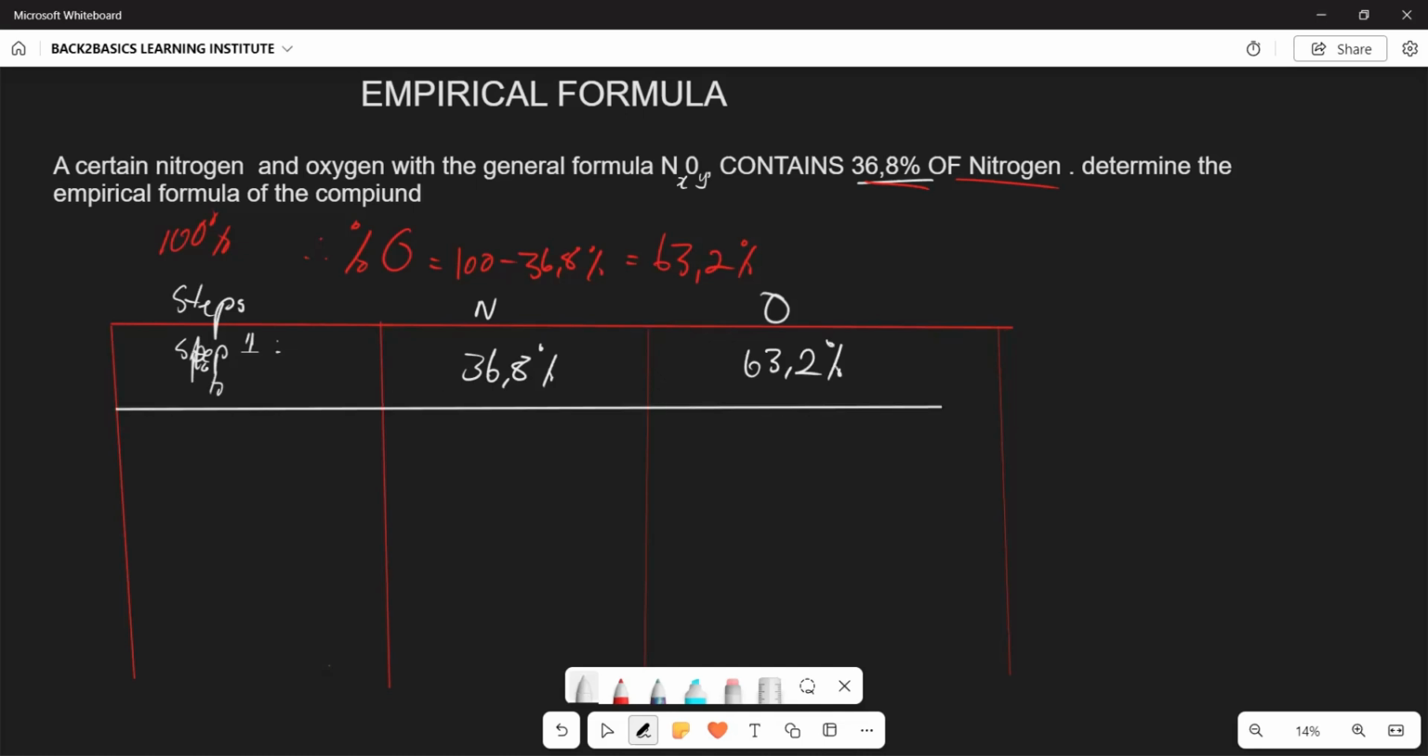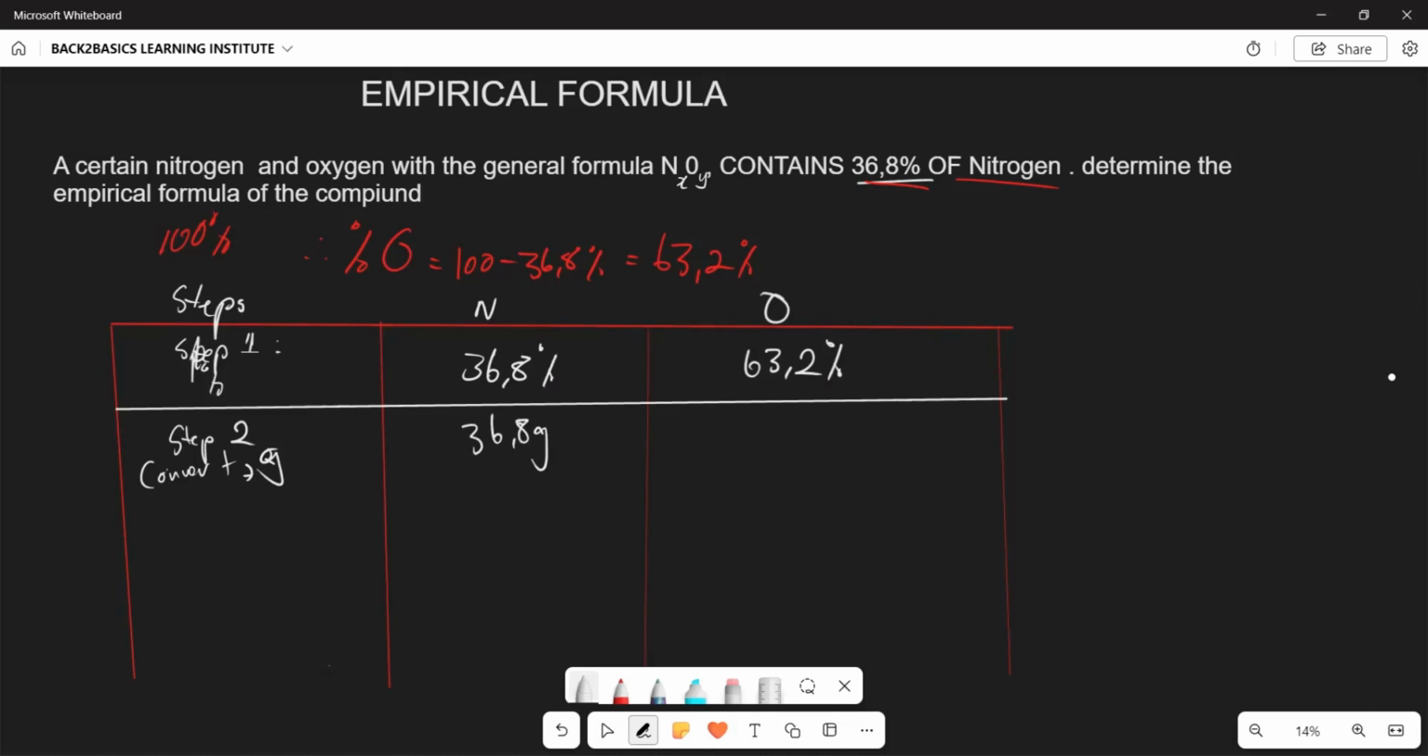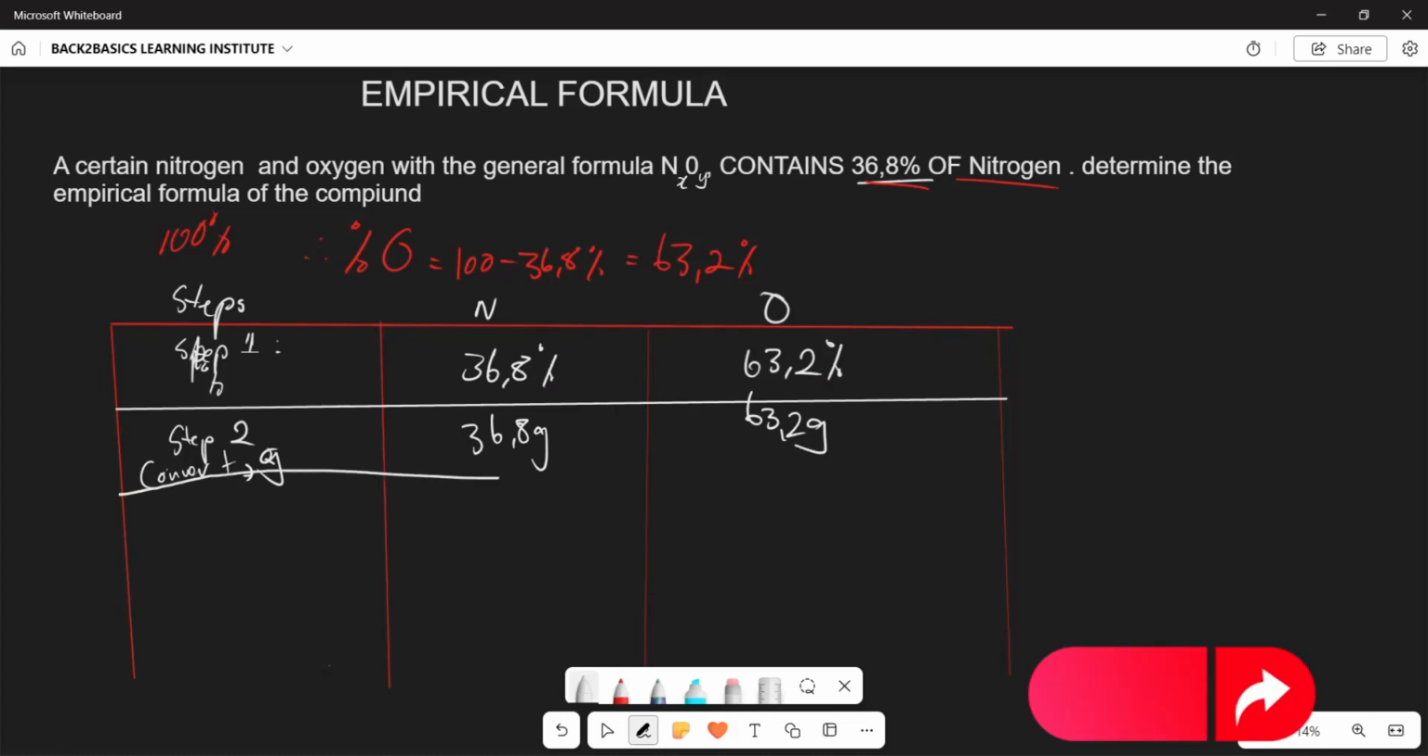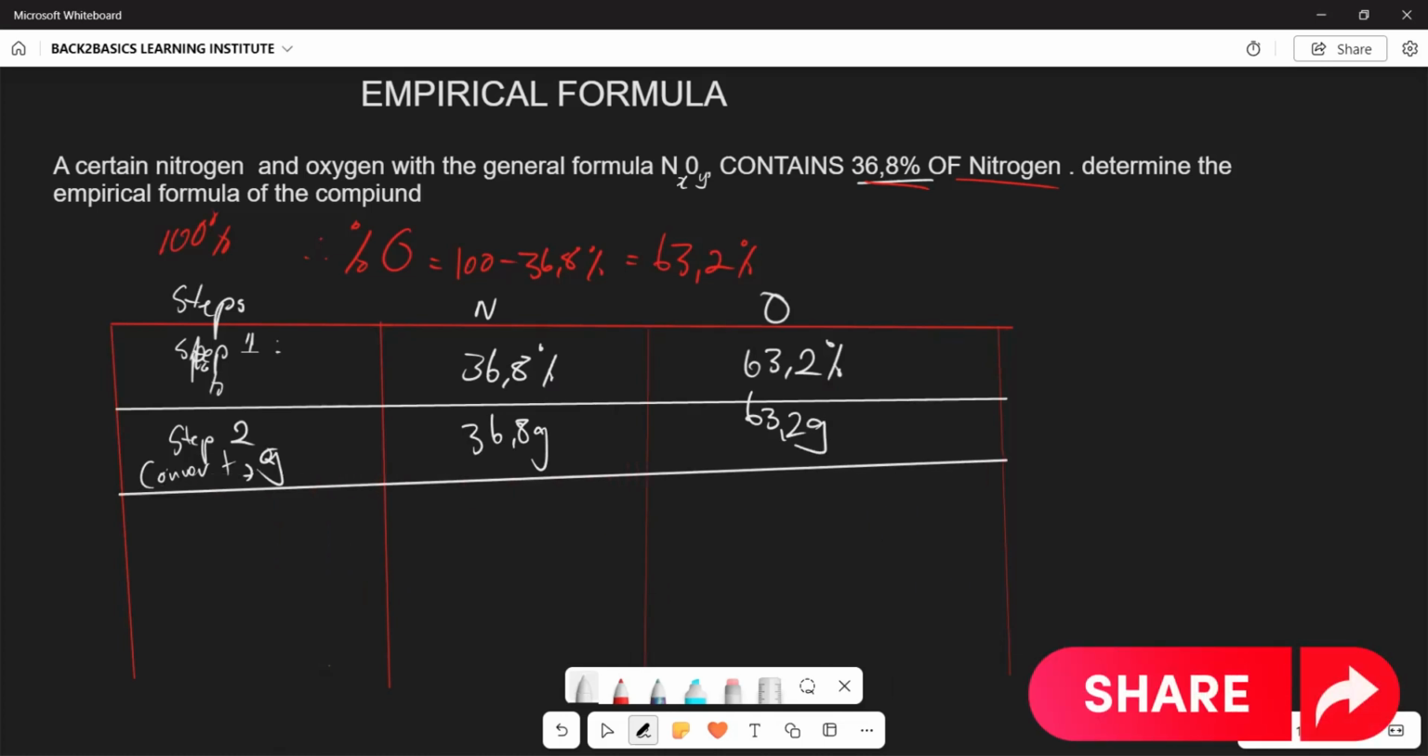And now, moving to our next step, what is our next step comprised of? Our step 2: we are going to convert this into what? Into grams. So the percentage is the same as 36.8 grams, and this is the same as 63.2 grams. So now we've converted all of these into grams. Then we are going to look at our step 3. In step 3, we are going to use the mole formula to calculate the moles.